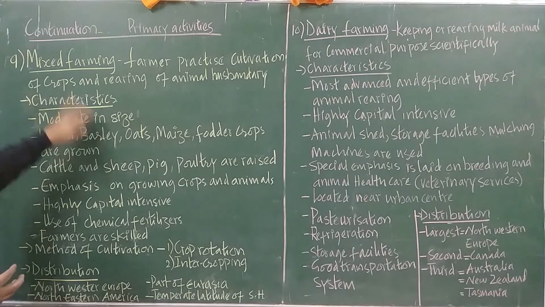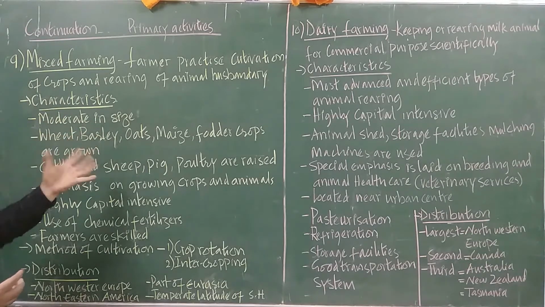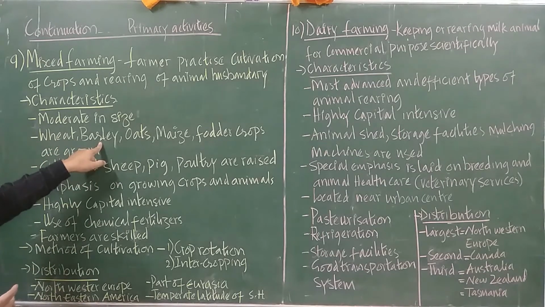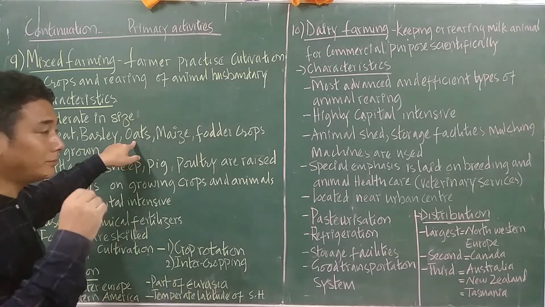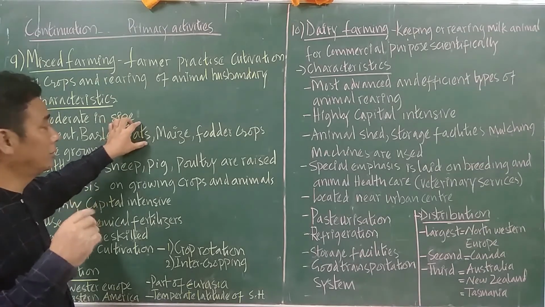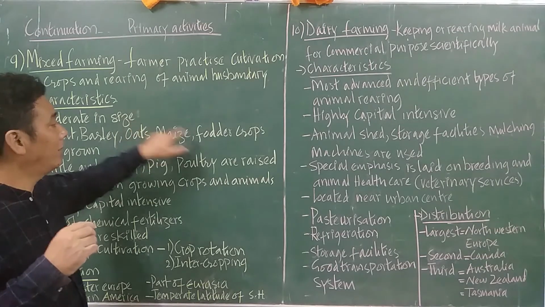Then the characteristics of mixed farming. The size of the farm is moderate. Wheat, barley, oats, maize, and fodder crops are grown. Maize is also known as corn.